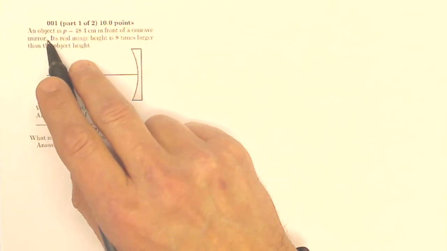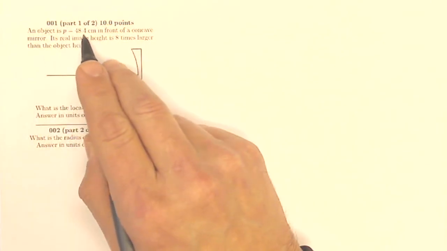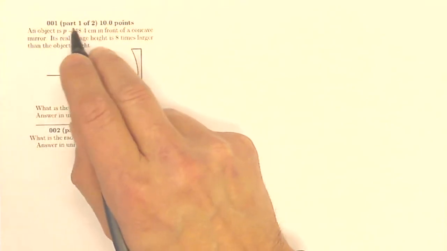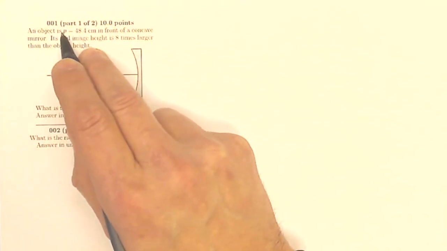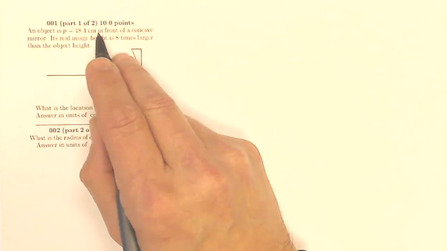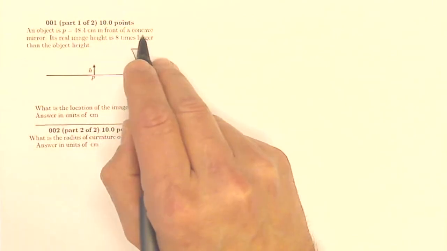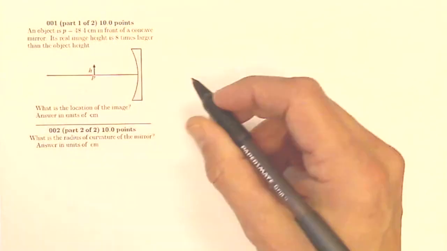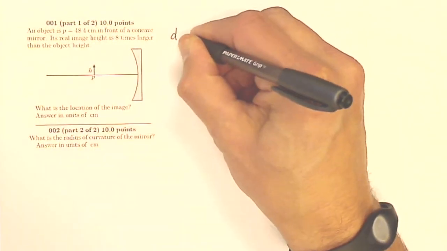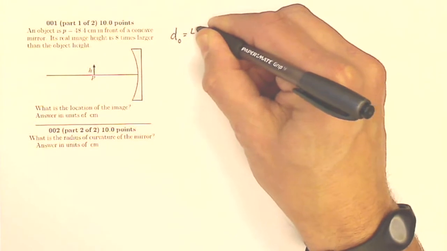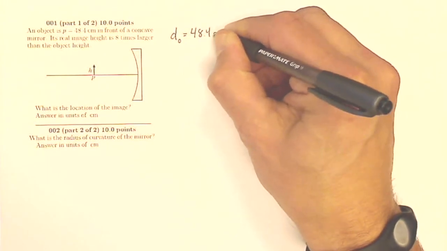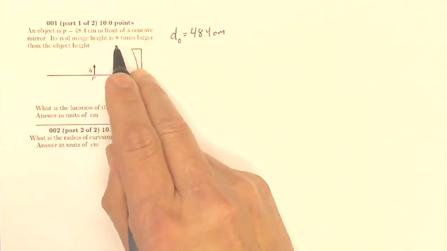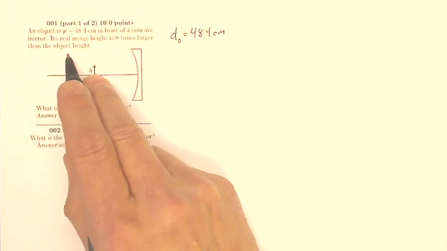An object is P equals 48.4 centimeters in front of a concave mirror. This P is just another notation that some people use, but what we know is that it's that far in front of a concave mirror. That is the distance from the mirror to the object itself. So the distance to the object is 48.4 centimeters.